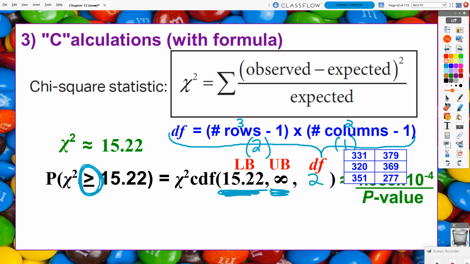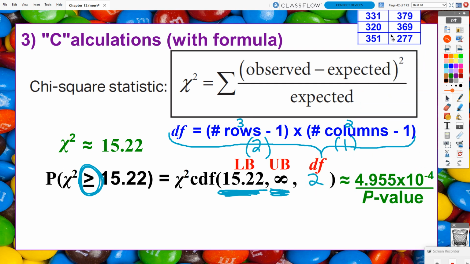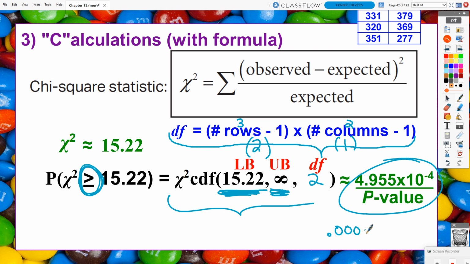All right, so let me reveal the p-value here. Once I use my chi-square CDF command, and again, this is in the same place as normal CDF and tCDF, if you press second variables to get to distribution, you're just going to have to scroll down even further to find chi-square CDF. We get a very small p-value. And again, you can write it in scientific notation, or you can write it out as 0.0004955.